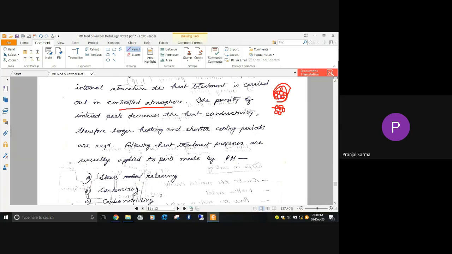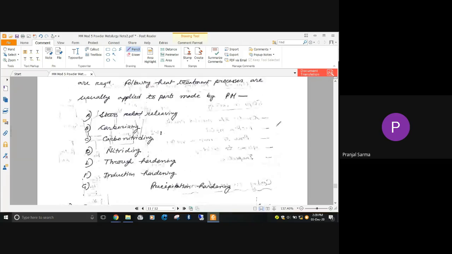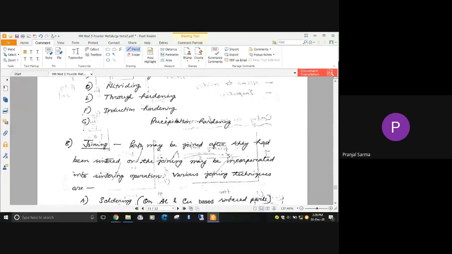Some of the heat treatments generally applied to parts made of other materials are stress relieving, carburizing, carbonitriding, nitriding, through hardening, induction hardening, precipitation hardening, etc. These are various heat treatment processes done depending on what kind of property and grain structure you require in the final powder metallurgical part. Heat treatment is very effective in producing the type of grain that you want.